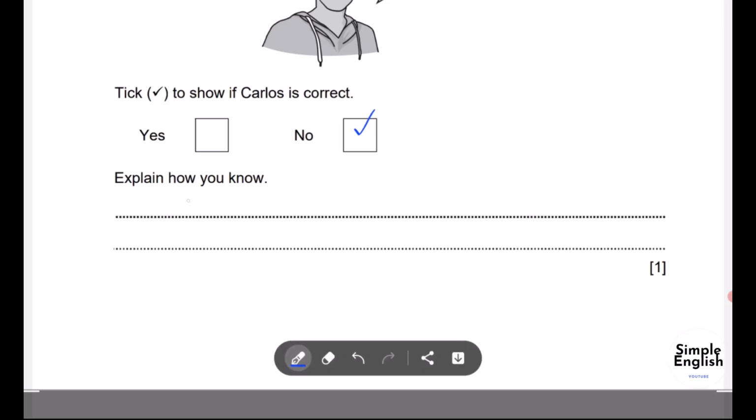You can say that because the ratio of the shaded square to the white one is 8 to 12, right? It's not 50-50.